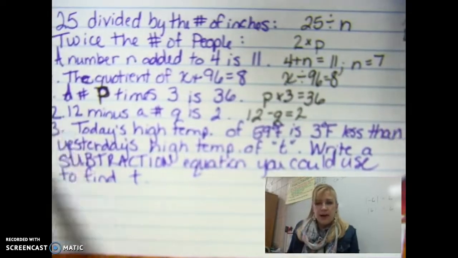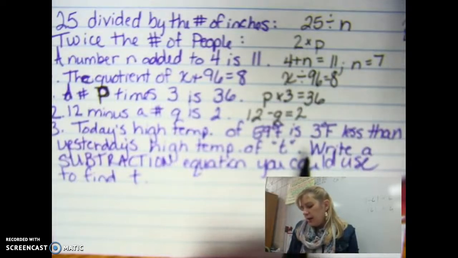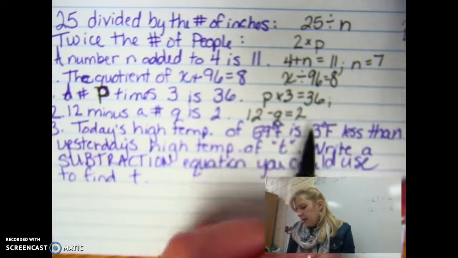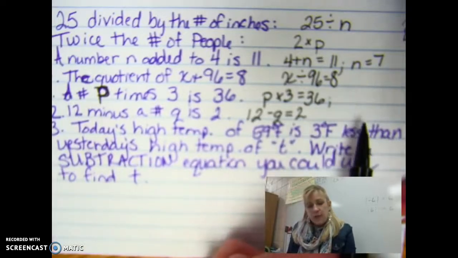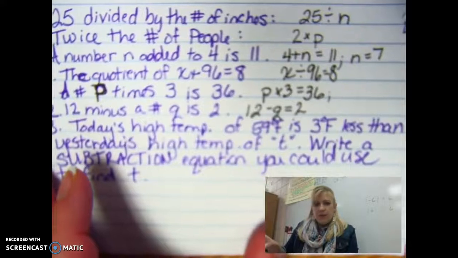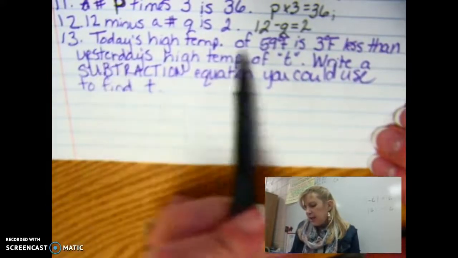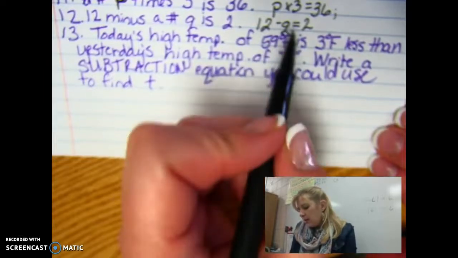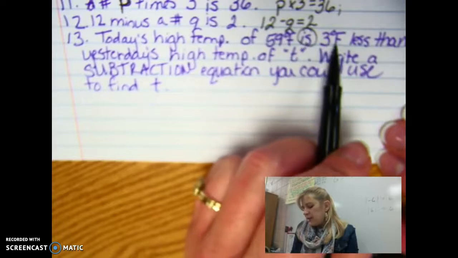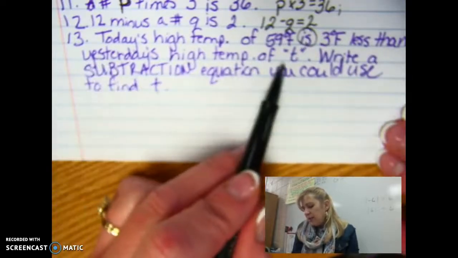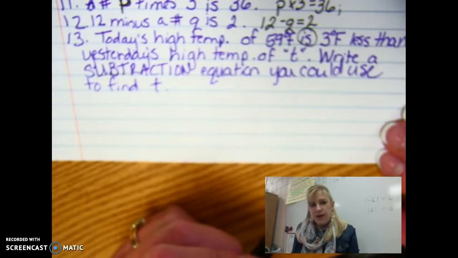All right, I've put the answers up here. You do not have to find the solution to everyone here. That's totally fine. It didn't ask for it. But what I do want to go through is a story problem like number 13. Today's high temperature of 59 is, and I want you to remember that is equal, is 3 degrees less than yesterday's high temperature of T. Write a subtraction equation you could use to find T.